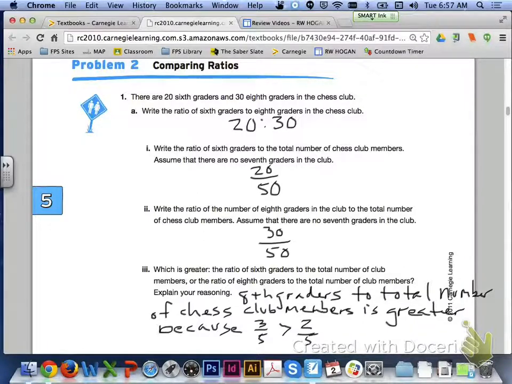And now I have to look at which one is greater. The ratio of 8th graders to the total number of chess club members is greater because 3 to 5 is greater than 2 to 5. You can see that both denominators represent the total number of chess club members. We just really simplified those ratios from 20 to 50 and 30 to 50.